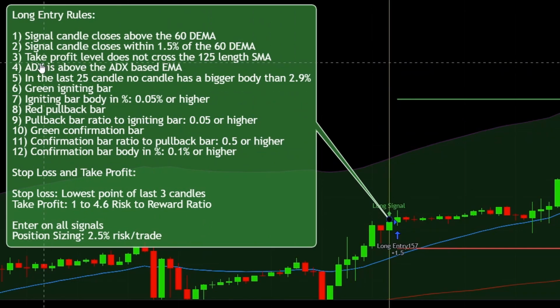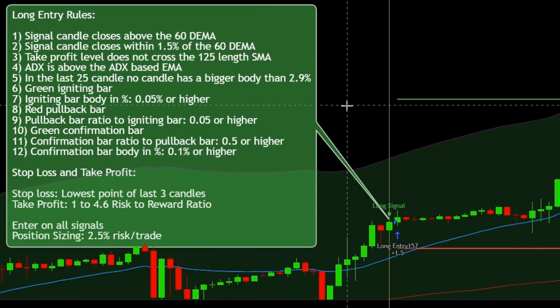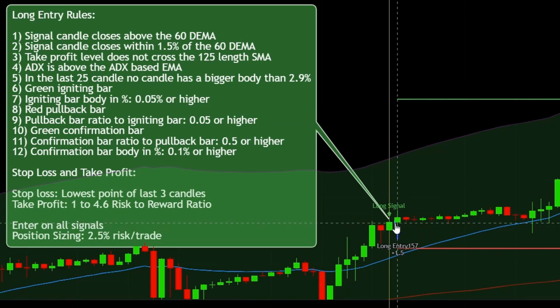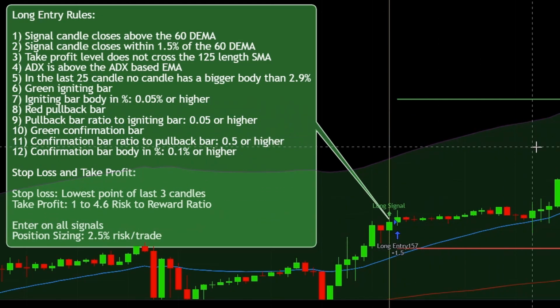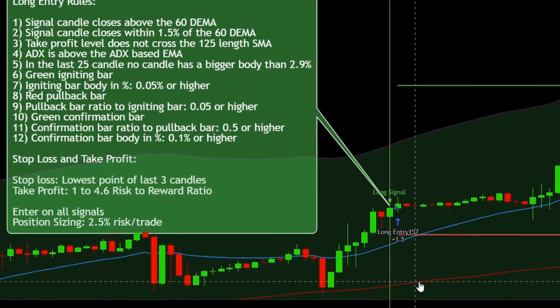The next rule is that the take profit level does not cross the 125 length SMA. So this is one of the extra rules I added to make the strategy even better. Usually when price needs to cross a significant moving average level, it struggles to go above it, and sometimes those moving averages can reject the price, causing it to pull back. That's why I won't allow an entry if between the entry price level and the take profit level we have a 125 length SMA. In this case, here is the 125 length SMA and it's below the entry candle, so this is still a valid long entry.